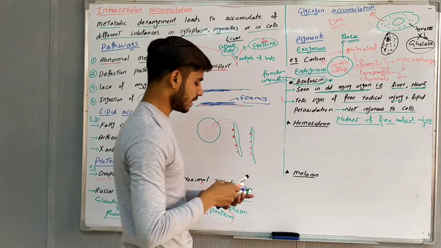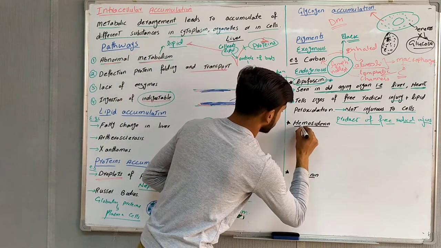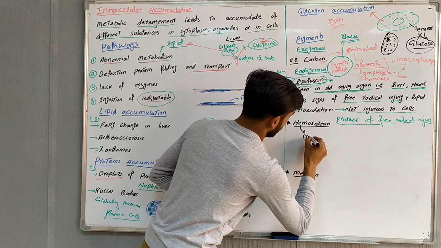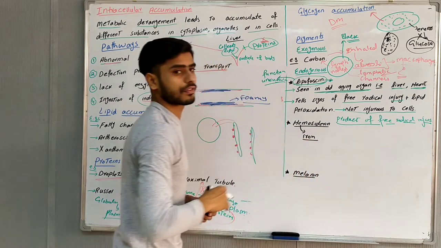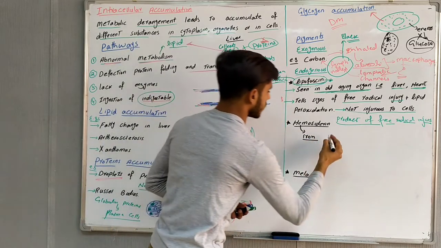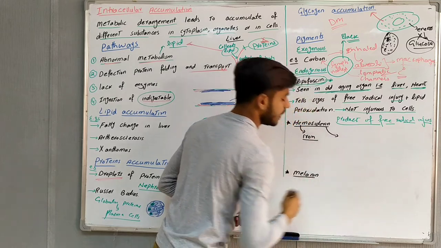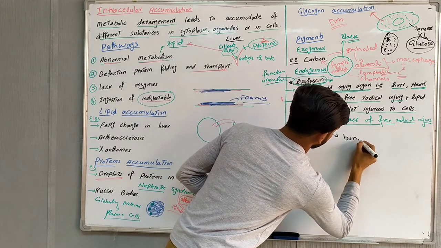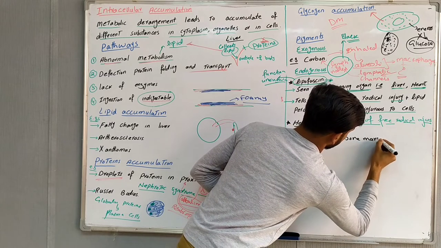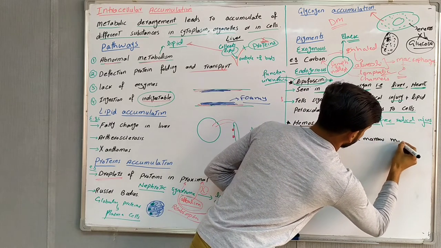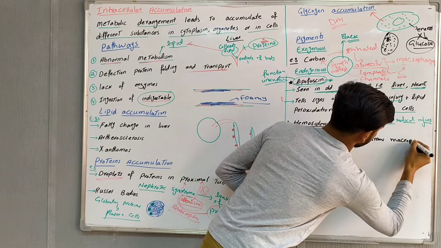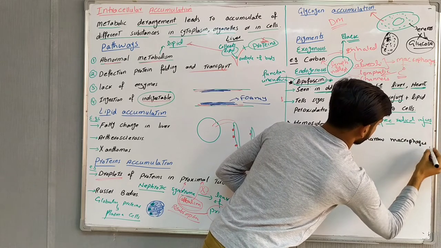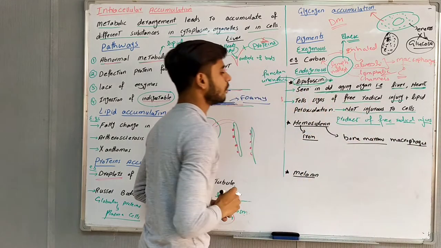The next is hemosiderin. What is hemosiderin? We say that hemosiderin is the byproduct of iron. It is derived from iron. But what is the function of hemosiderin? Hemosiderin is found in the bone marrow macrophages. What is the function of bone marrow macrophages?